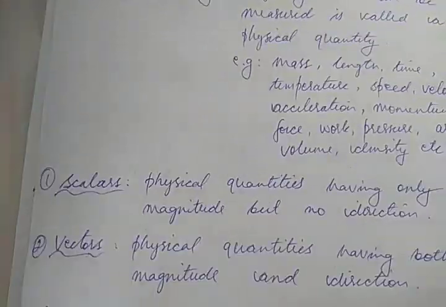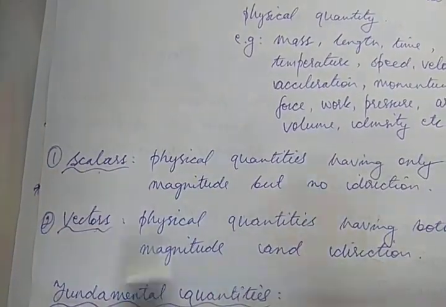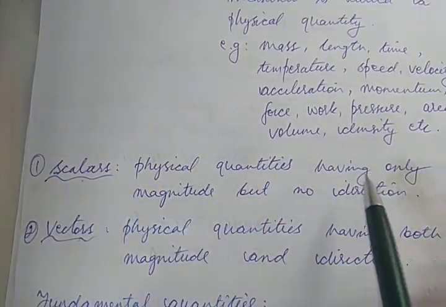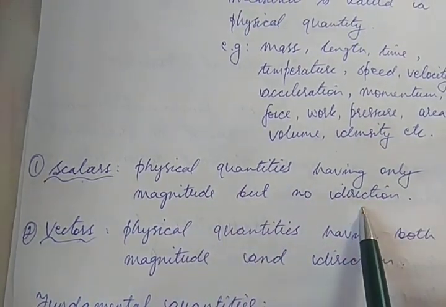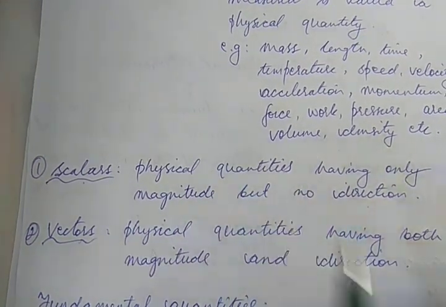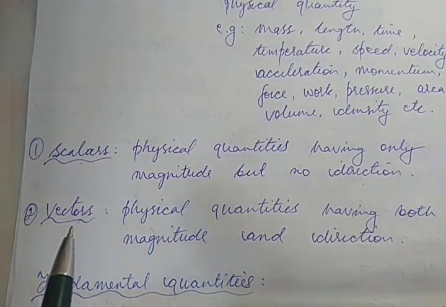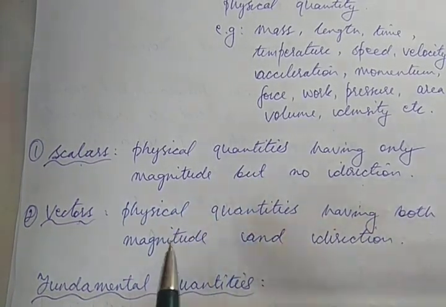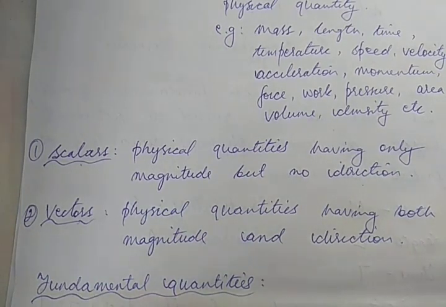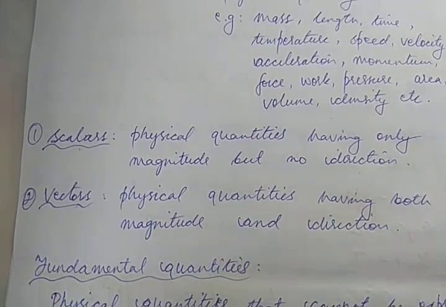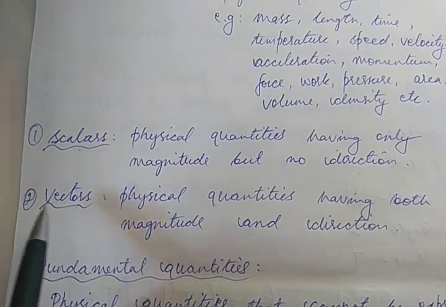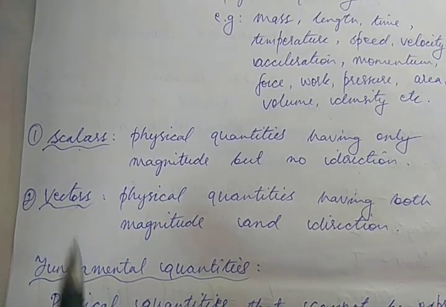Physical quantities can be of two kinds: scalars and vectors. Scalars are physical quantities which only have magnitude but no direction. I haven't given the examples for scalars so that you can write the examples yourself. Physical quantities having both magnitude and direction are vectors, and you need to write the examples for vectors too. By the way, there's a whole chapter dedicated to vectors, a very, very important chapter, which we are going to discuss in the classes to follow.